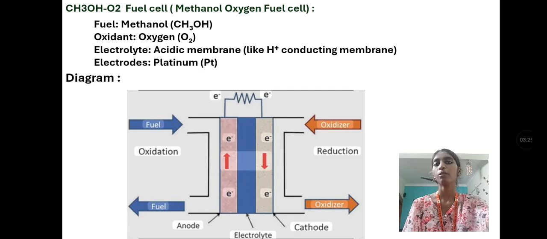At the anode, methanol breaks into carbon dioxide, H plus and electrons to produce electricity. At the cathode, oxygen combines with H plus and electrons to produce water. An electrolyte or membrane is present in between.